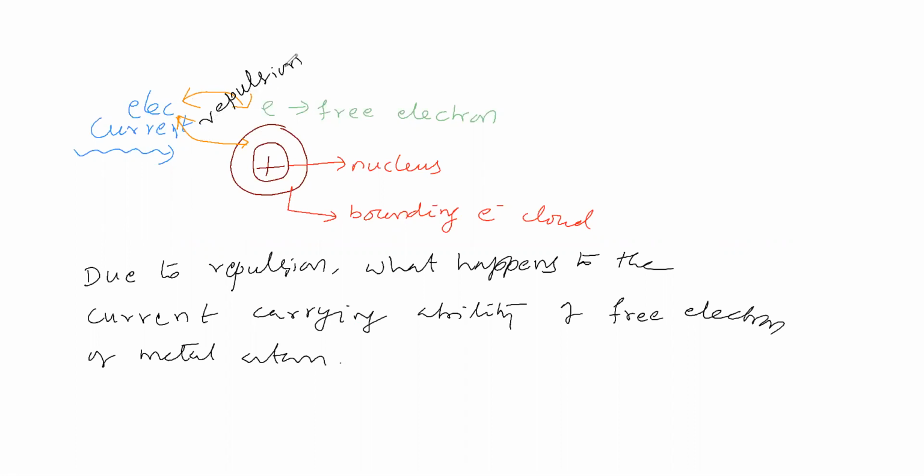Due to this repulsion, what happens to the tendency of energy transfer from the current electron to the free electron? Think about it. What happens to the movement of this current electron to come to this place while the free electron goes to the neighboring place? Think about it. From that, tell me about current carrying ability. What happens to the current carrying ability because of this repulsion?